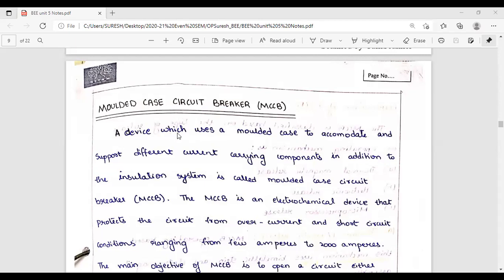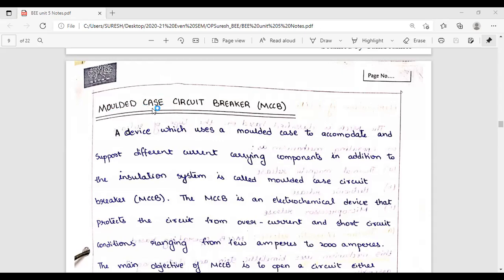See, it is given here. A device which uses a molded case to accommodate and support different current carrying components in addition to an insulation system is called a molded case circuit breaker. So read these first three lines, then you can understand what we mean by molded case.